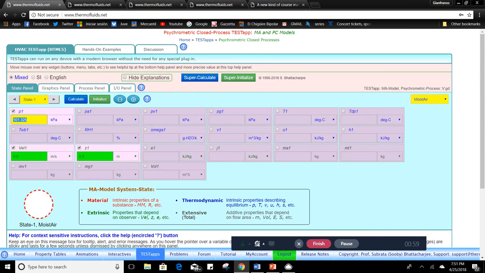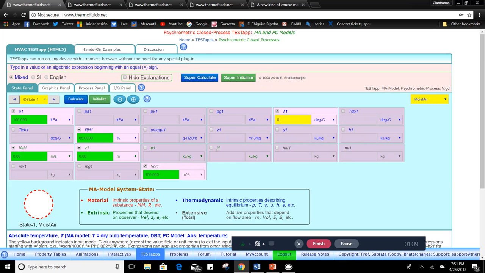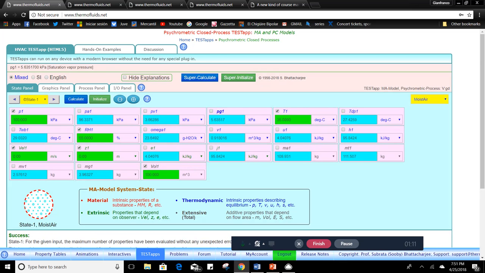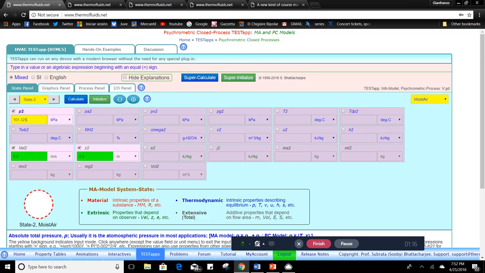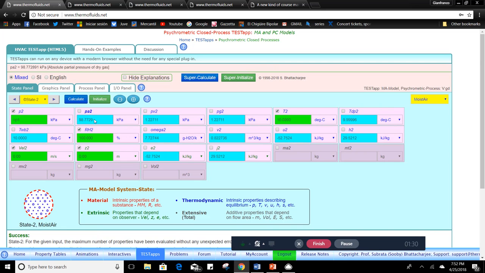We know that P1 is 100 kPa, the relative humidity is 65, the volume is 100, and the temperature is 35 degrees Celsius. Calculated, we get all the values, and we can continue to state 2, which is a constant pressure process. So P2 is equal to P1, the relative humidity goes up to 100% saturated, and the temperature goes to 10 degrees Celsius.